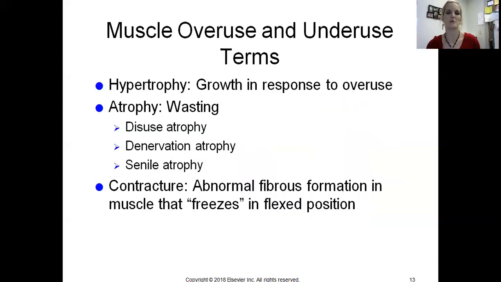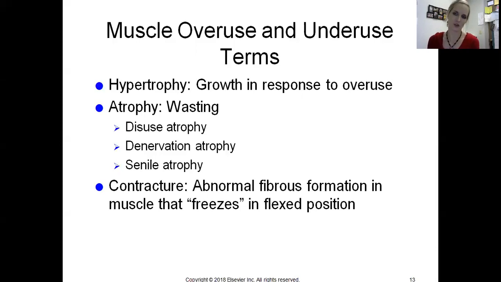For muscle overuse and underuse, sometimes you may see these specific terms. Hypertrophy, whenever you see hypertrophy, again, hyper means too much. So too much muscle is what's happening here. This is growth in response to overuse, which is actually ideal for people who are bodybuilders, because this is the result that they're looking for. When they are overusing their muscles, constantly lifting weights, they're looking for hypertrophy to take place because they're trying to build up their muscle tissue. So that's never a bad thing.